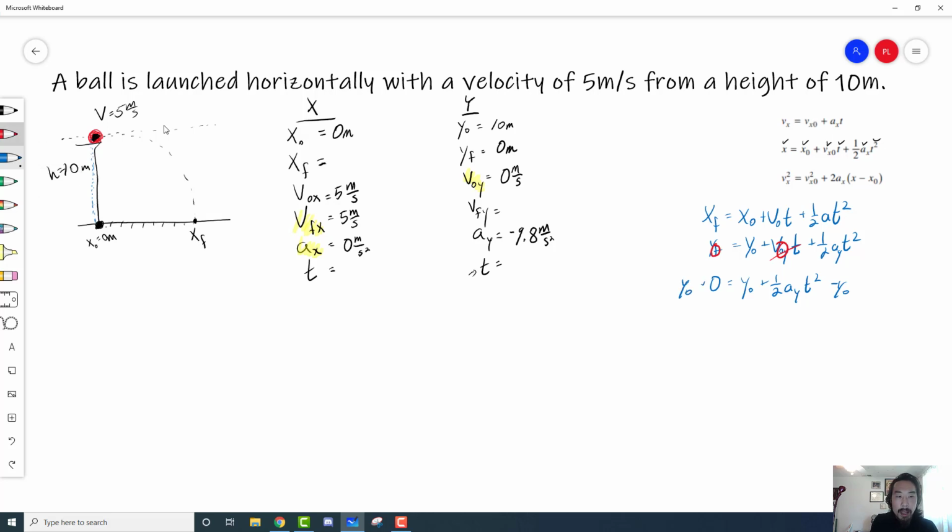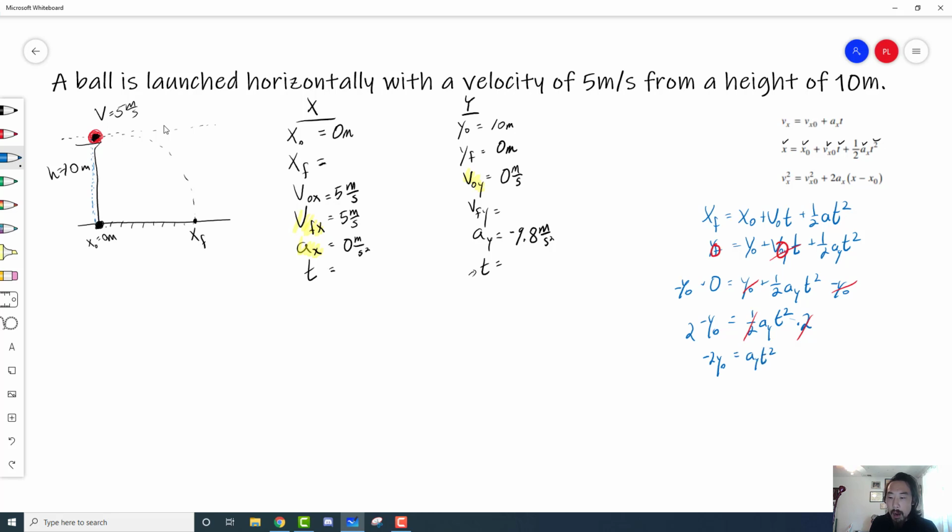Okay, and y initial minus y initial, that cancels out. So we get negative y initial is equal to 1/2 a sub y t squared. I have a 1/2 here. I want to get rid of it, so I'm going to multiply both sides by 2, because we have 2 in the numerator, 2 in the denominator, and so these cancel out. That leaves us with negative 2y initial is equal to a sub y t squared.